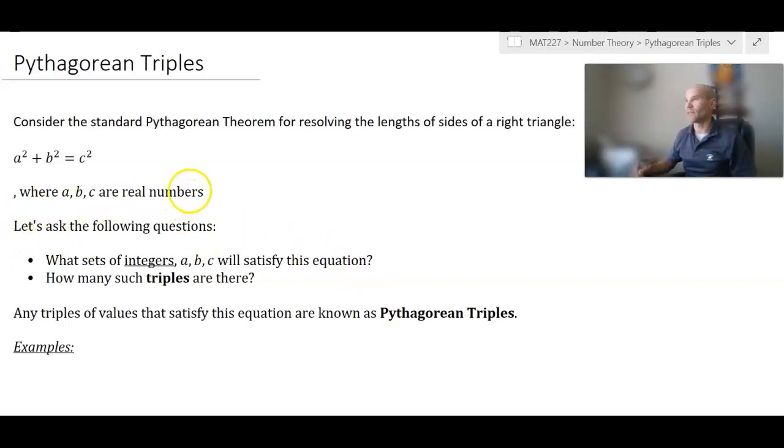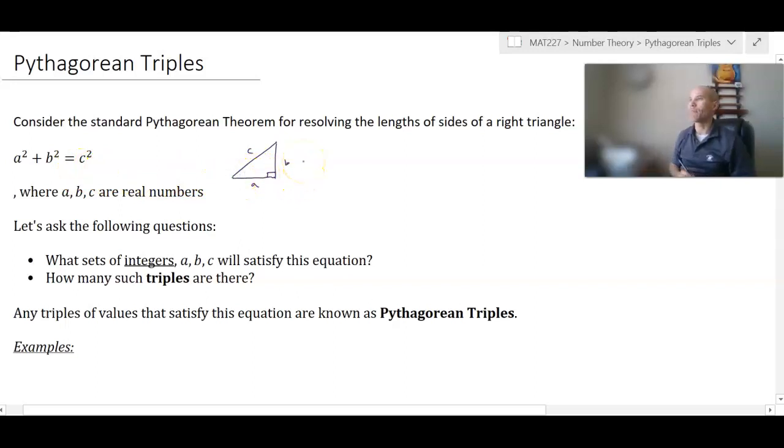And this is specific just to a right triangle, as we have learned. That if we have a right triangle and we label two of the sides A and B, and the hypotenuse, which is directly across from the right angle, label that C, then it follows that the square of A plus the square of B has to equal the square of C.